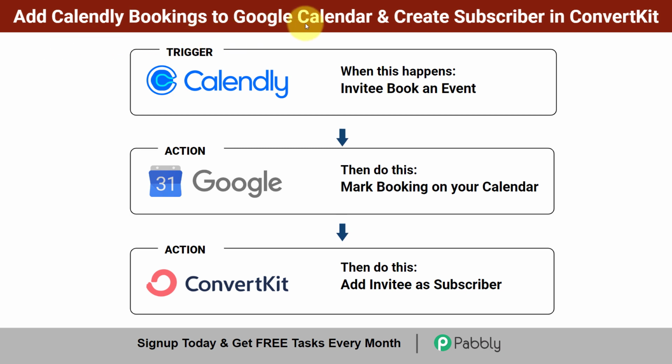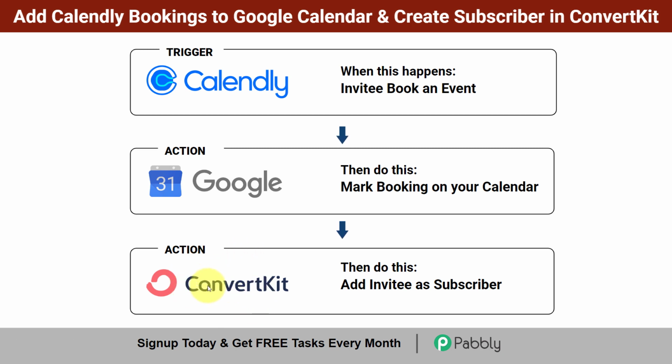Add Calendly bookings to Google Calendar and create subscriber in ConvertKit automatically. So whenever any new invitee books an event which you have scheduled in your Calendly account, I will show you how you can mark that booking in your own Google Calendar automatically, and how you can add the very same invitee as a subscriber in ConvertKit email marketing software.